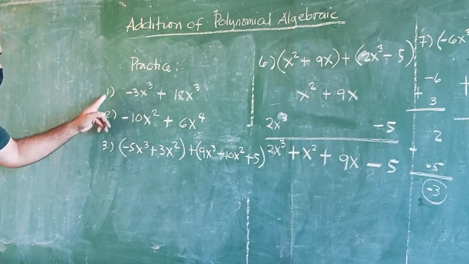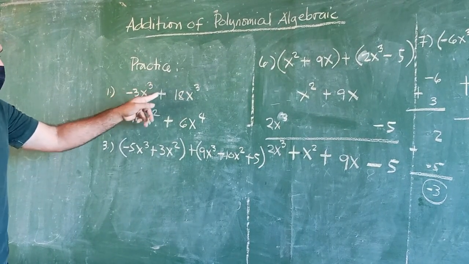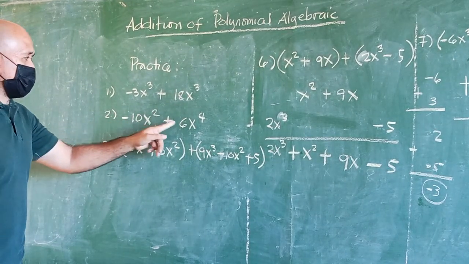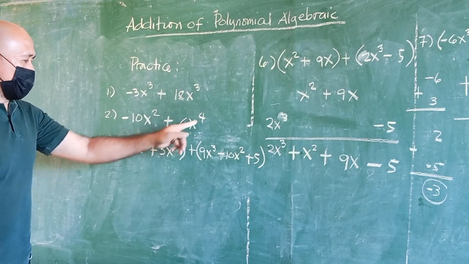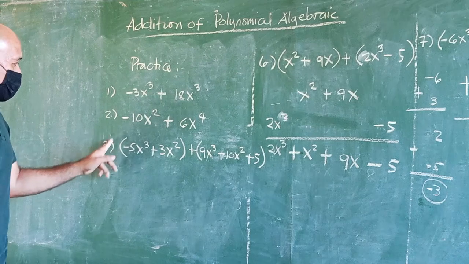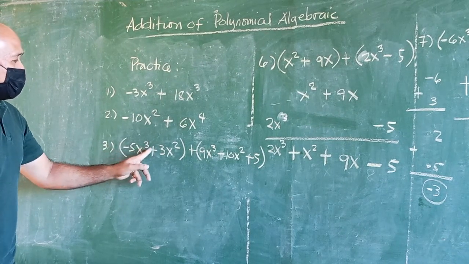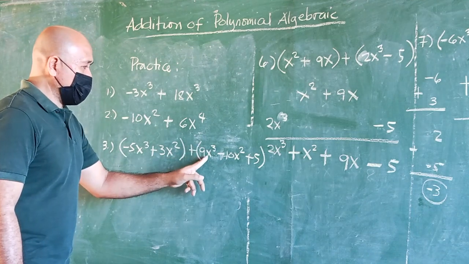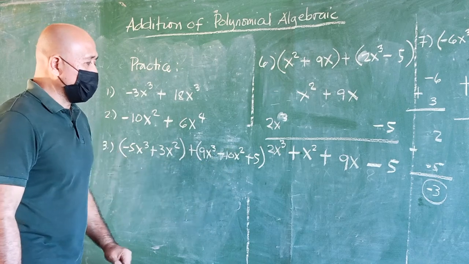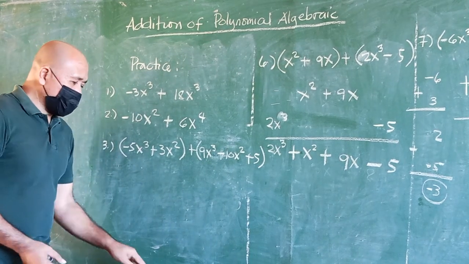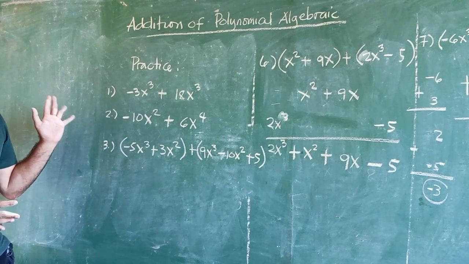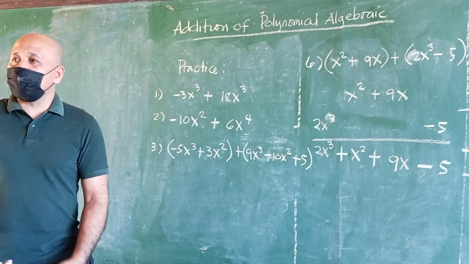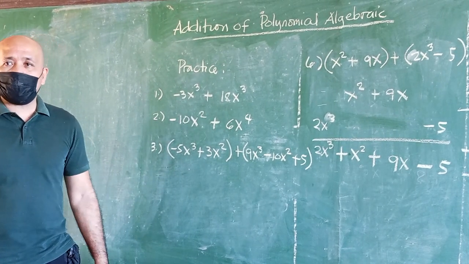Given for you to practice, the number one given is negative 2x cubed plus 18x cubed, and the second is negative 10x squared plus 6x raised to the power of 4, and the number three given is the quantity of negative 5x cubed plus 3x squared plus the quantity of 9x cubed minus 10x squared plus 5. If you think you can answer this, you may present that in front of the class when we come back to our regular classes.